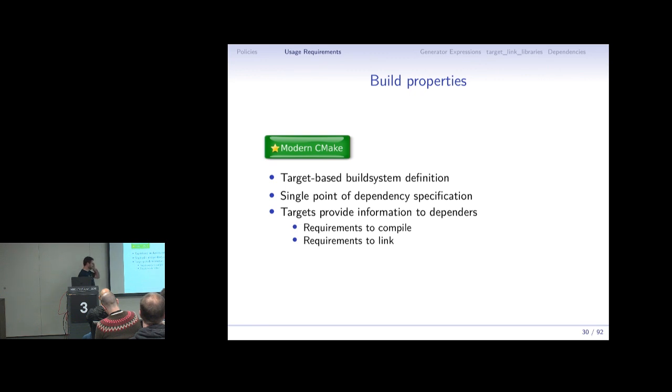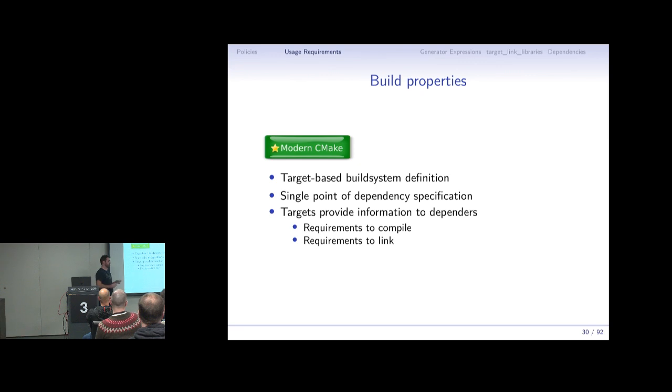So what we moved away from is the include_directories command, which is not target specific. We want to move to a target-based build system definition, where most of what we're doing is just expressing dependencies between different targets. We want to have a single point of dependency specification.